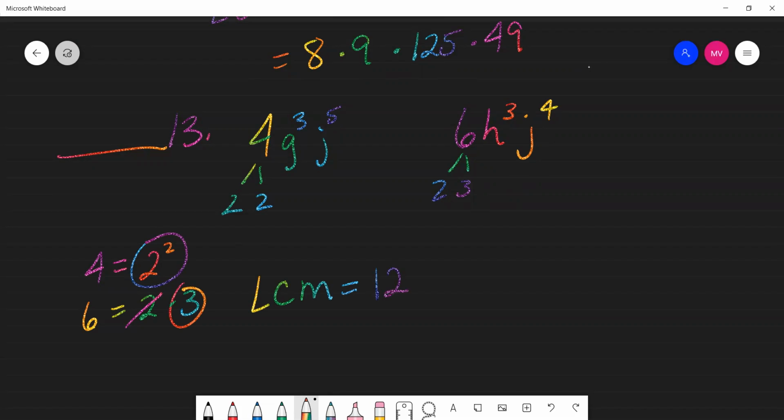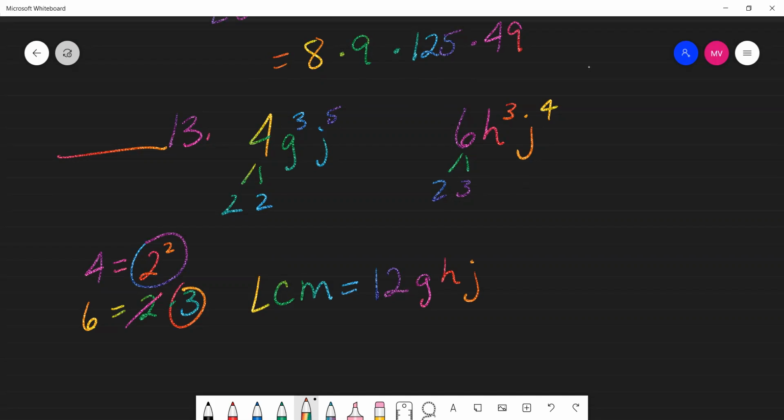Excuse me. All right, so now let's look at our variables. Again, with least common multiple, you have to include all the variables. So you're going to have a G, a J, and an H. So G, H, J. I always put them in alphabetical order. And that's, I guess you would call it algebraic etiquette. Sure, keeping things in the right order.